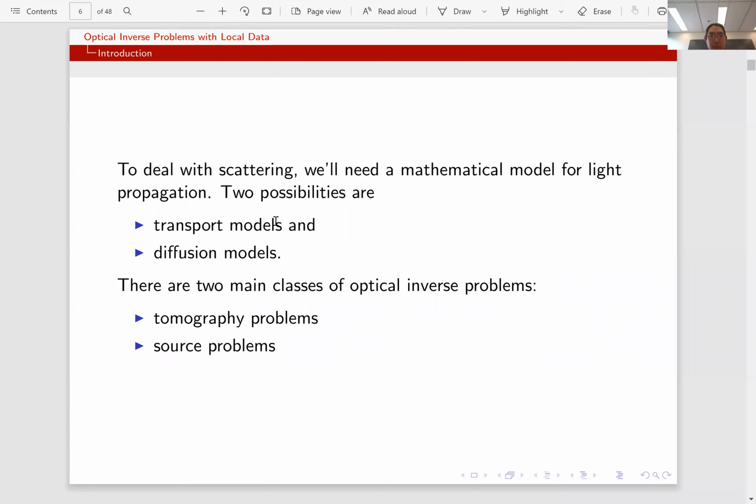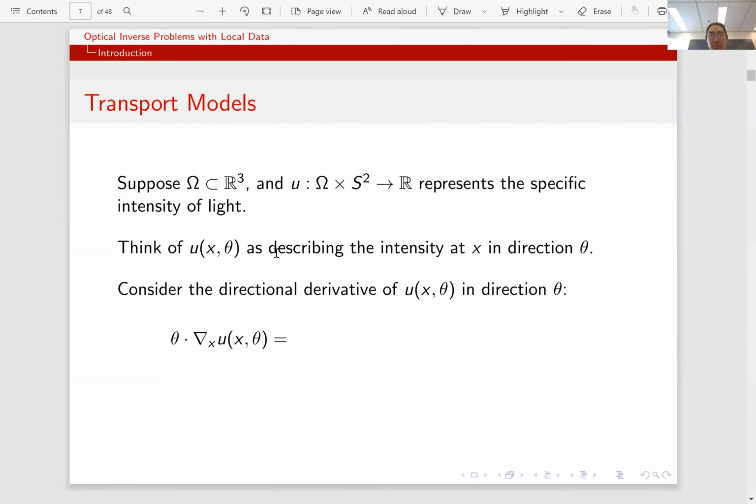So let me talk a little bit more about what I mean by these 4 problems. I want to begin by explaining what these 2 models for light propagation are: the transport model and the diffusion model. And I want to begin with the transport model. So I'm going to consider a domain in R^3. And 3 just because I want to fix a number of dimensions, and we happen to live in 3 dimensions as far as we know.